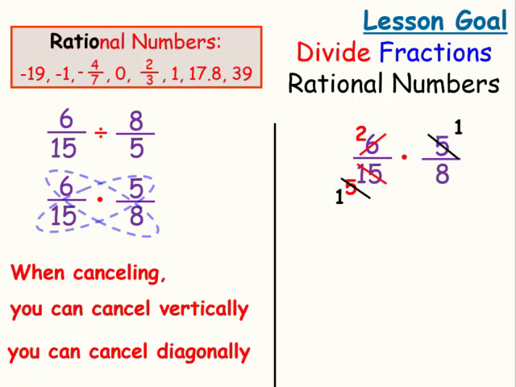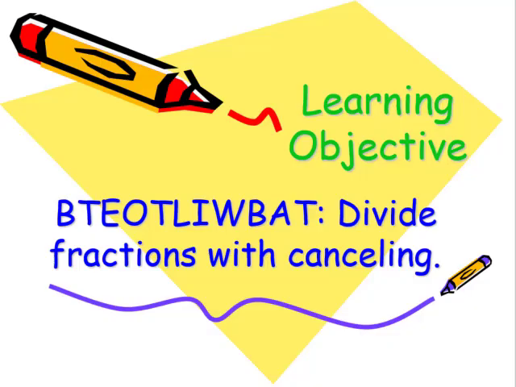Now we can see we have 2 and 8, which have a common factor of 2. 2 divided by 2 is 1, and 8 divided by 2 is 4. Now we'll multiply across. 1 times 1 is 1, and 1 times 4 is 4. By the end of this lesson, I'll be able to divide fractions with canceling.